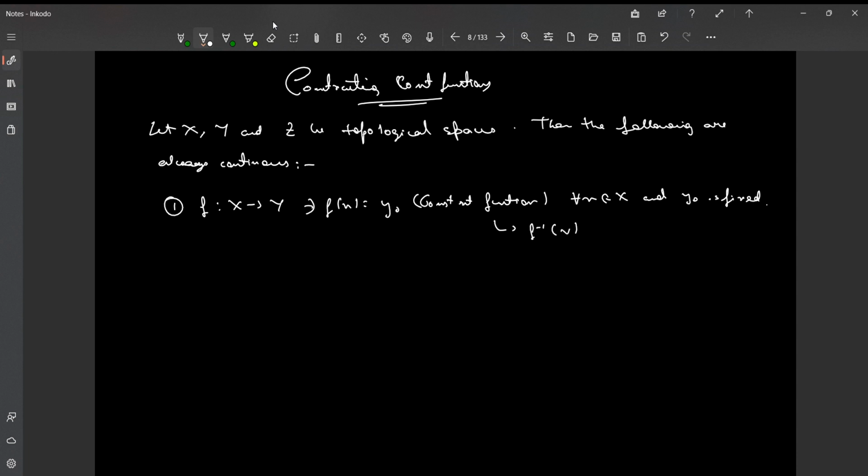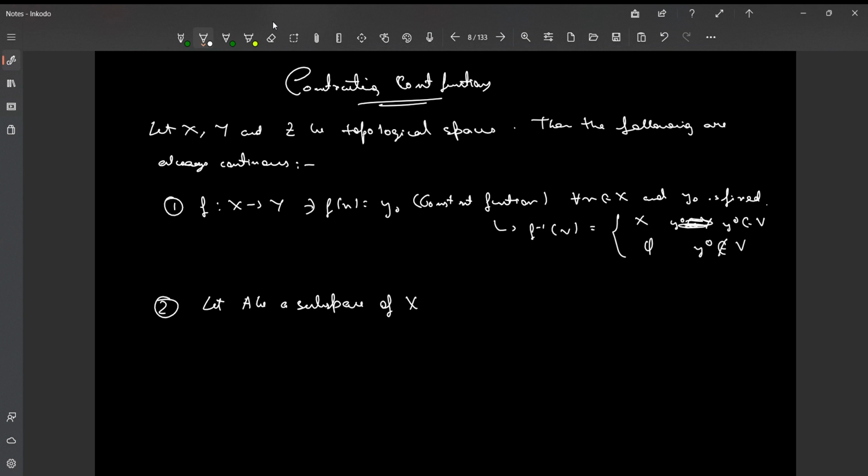It's a continuous function. An obvious hint would be to observe the inverse image of any open set in Y. It will be the whole of X if y naught is in V, and it will be the empty set if y naught is not in V. In either case, X and phi are both open sets. So f inverse V is always open, provided V is open. That's quite obvious to observe.